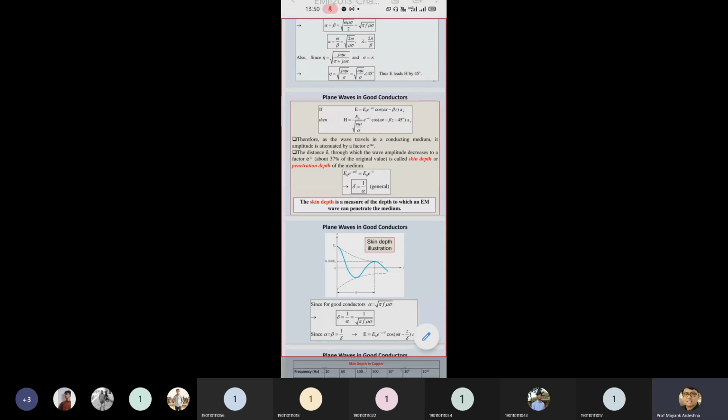It is A e raised to minus alpha z. Why is it alpha parameter? Normally gamma is equal to alpha plus j beta, but we are putting beta equal to 0 because we are dealing with only the amplitude part. That's why it becomes A e raised to minus alpha z. This parameter is similar to E0 e raised to minus 1.